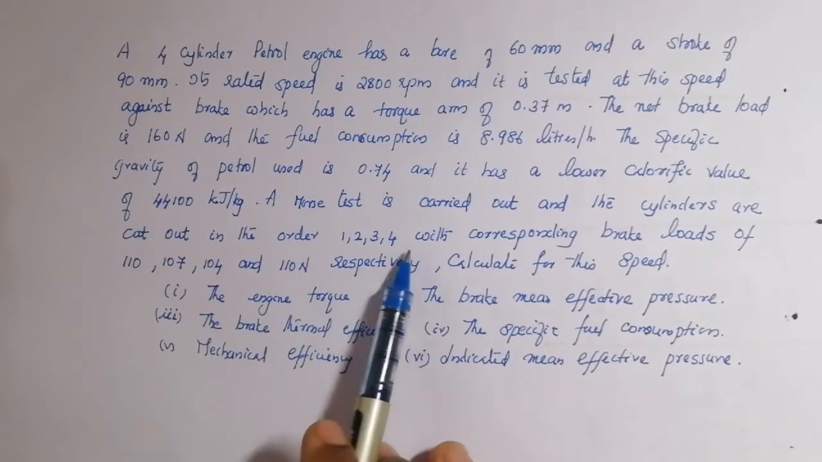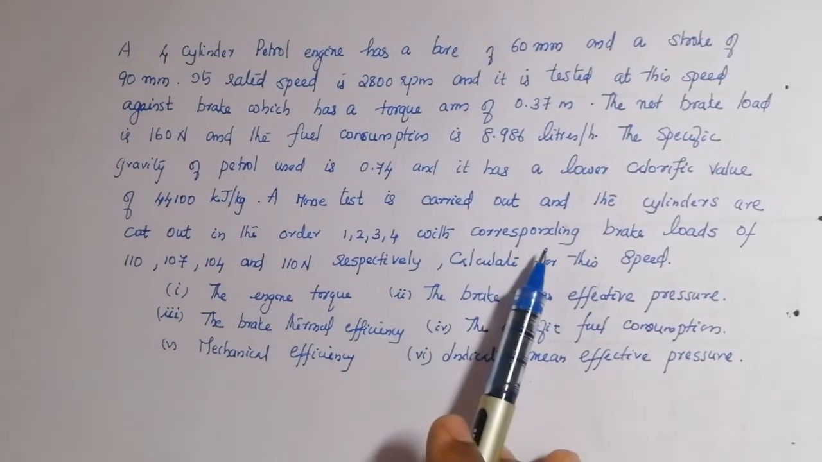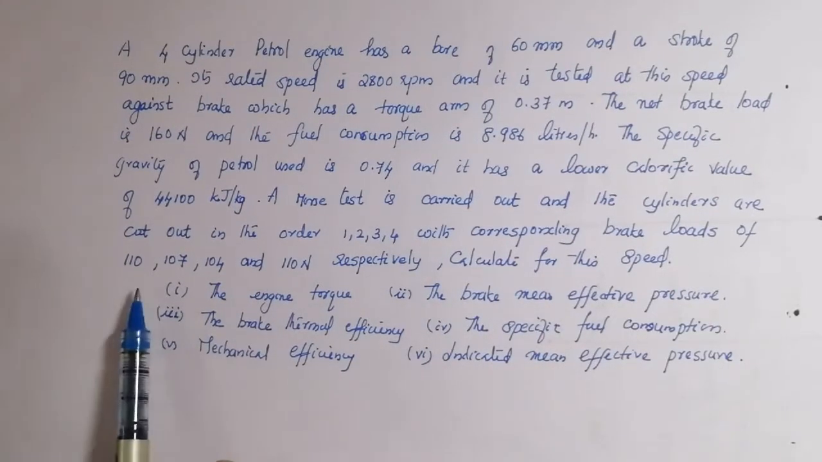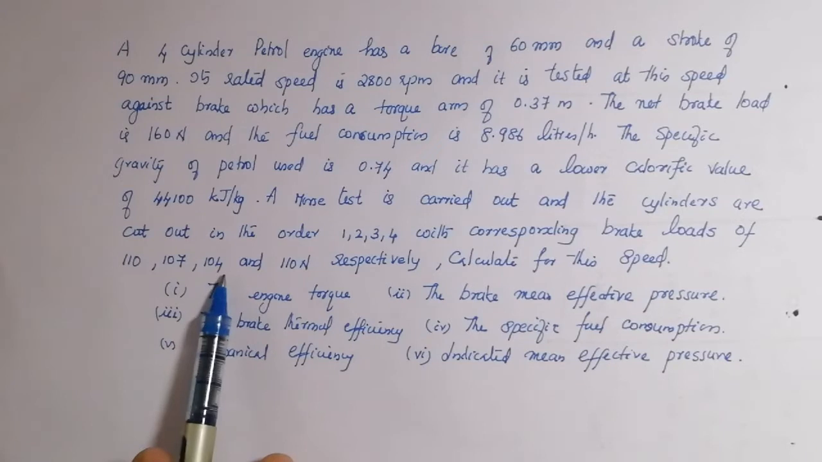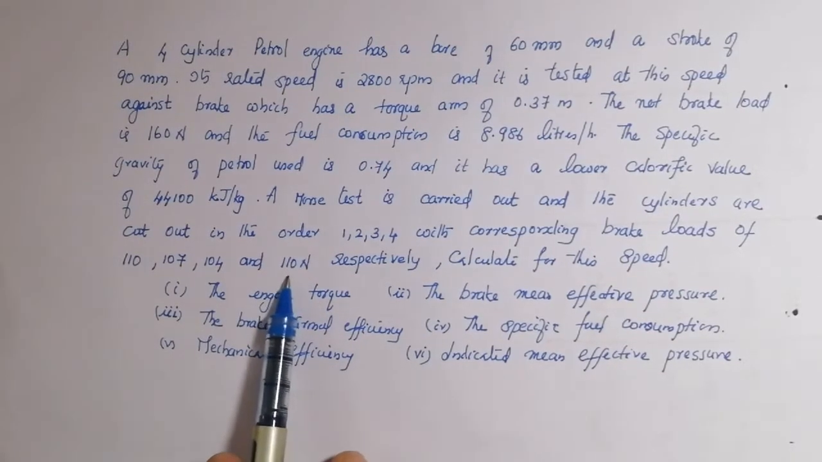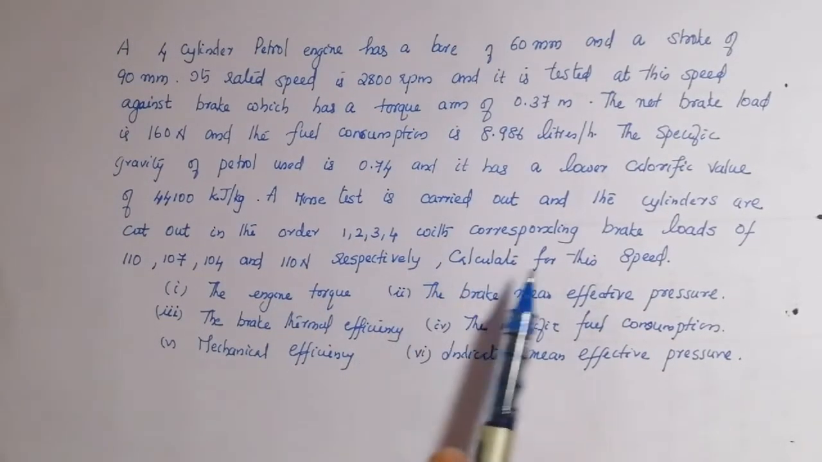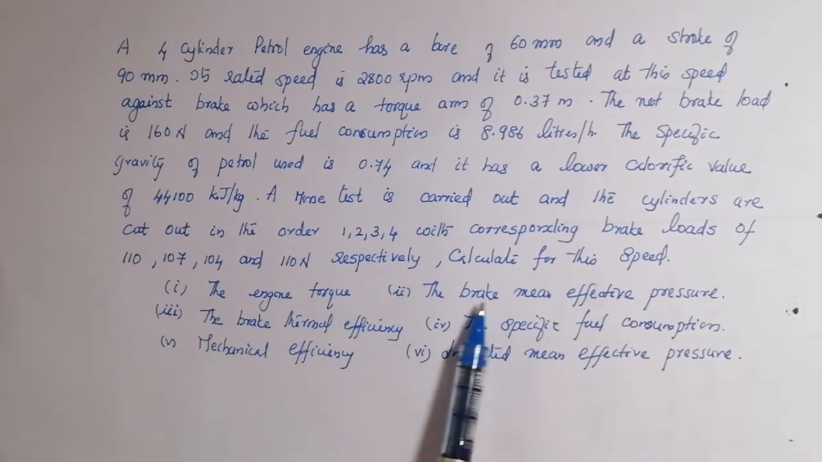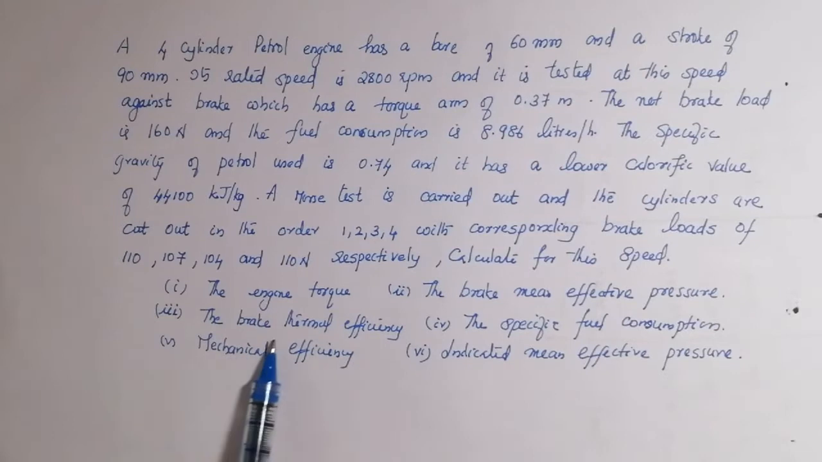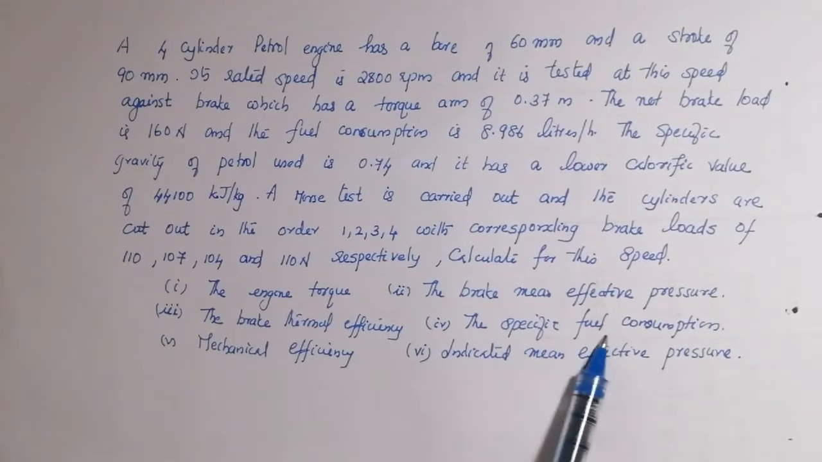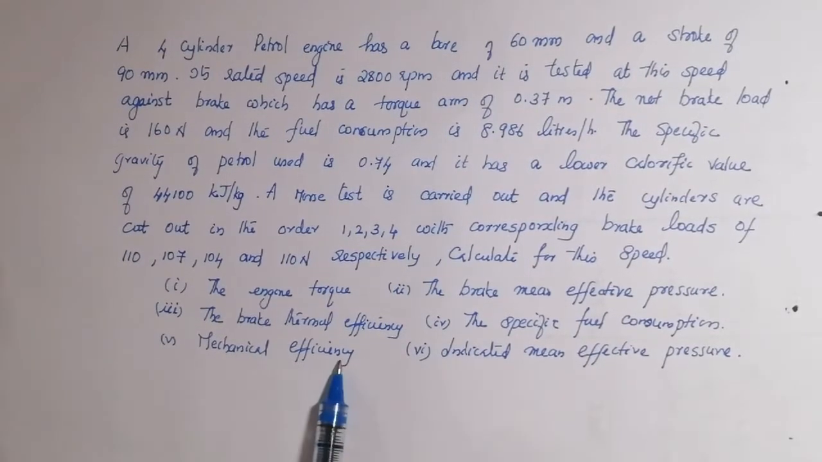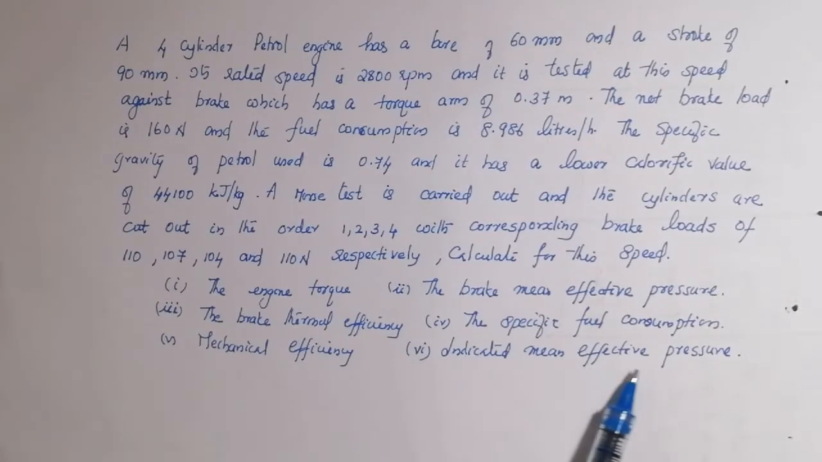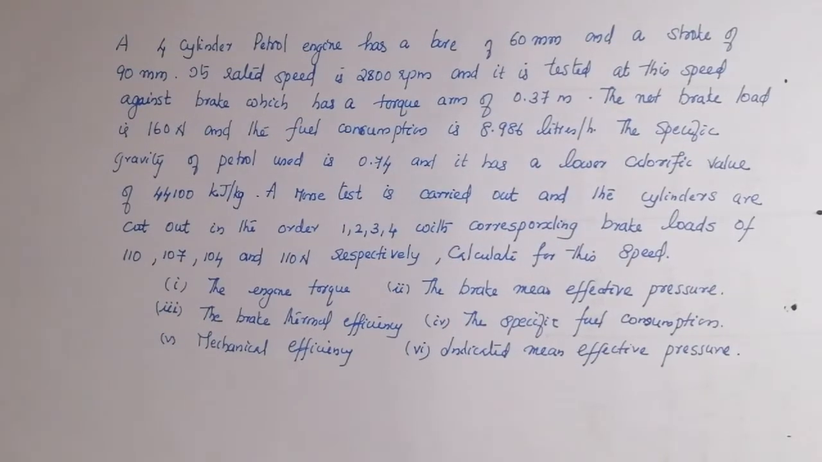A Morse test is carried out and the cylinders are cut out in the order of 1, 2, 3, 4 with corresponding brake loads of 110, 107, 104 and 110 Newton respectively. So calculate for this speed the engine torque, the brake mean effective pressure, the brake thermal efficiency, the specific fuel consumption, mechanical efficiency, indicated mean effective pressure.